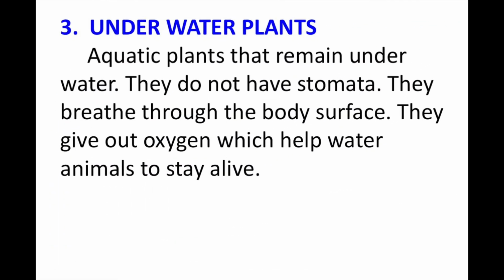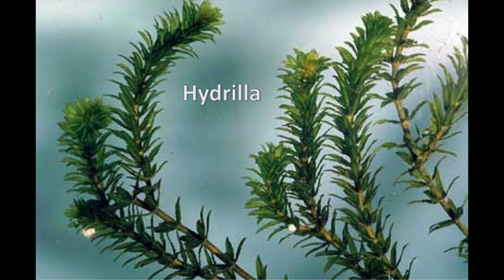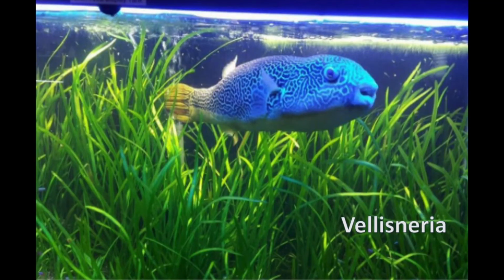Underwater plants are aquatic plants that remain underwater. They do not have stomata. They breathe through the body surface, and they give out oxygen, which helps water animals stay alive.